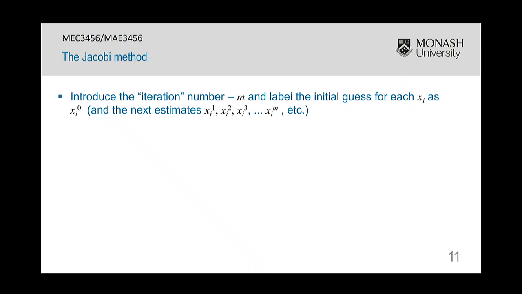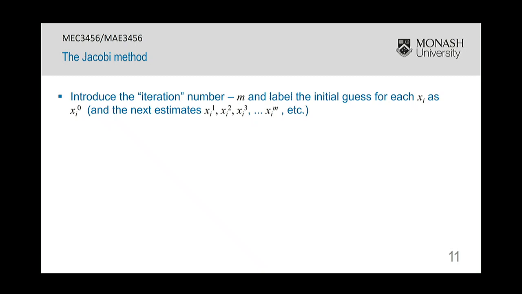So in order to describe the Jacobi method, I need to introduce the idea of an iteration number. I'm going to call the iteration number m, and I'm going to label the initial guess for xi as xi0. In other words, xi0 is a number that we've somehow estimated from some method. Maybe we set it equal to 0, maybe it's come from something else. Then we're going to use that set of equations that we just saw and calculate a new guess for each of the x's. The first new guess will be called xi1, the second guess will be xi2, then xi3, etc. And we do that for each of the different x's.